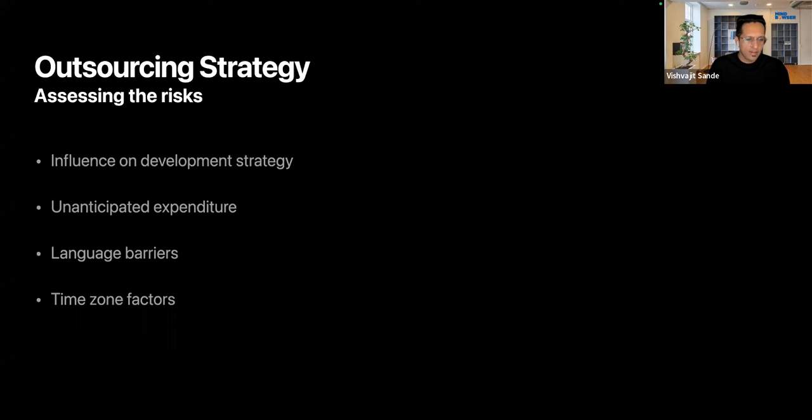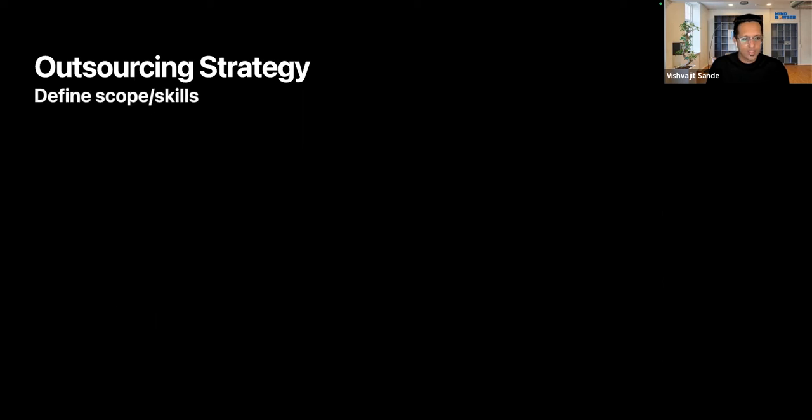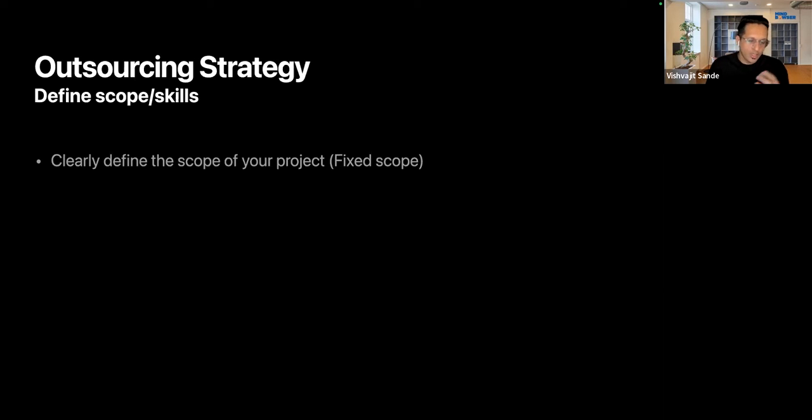After assessing the risks, the next thing to do is defining the scope or the skills. I want to emphasize this part, which is clearly defining the scope of your project. There should not be any assumptions made by either party, because you as a client shouldn't let the supplier or provider team make assumptions. For example, a project is supposed to build a login feature with Facebook, or it is written that it needs social logins.